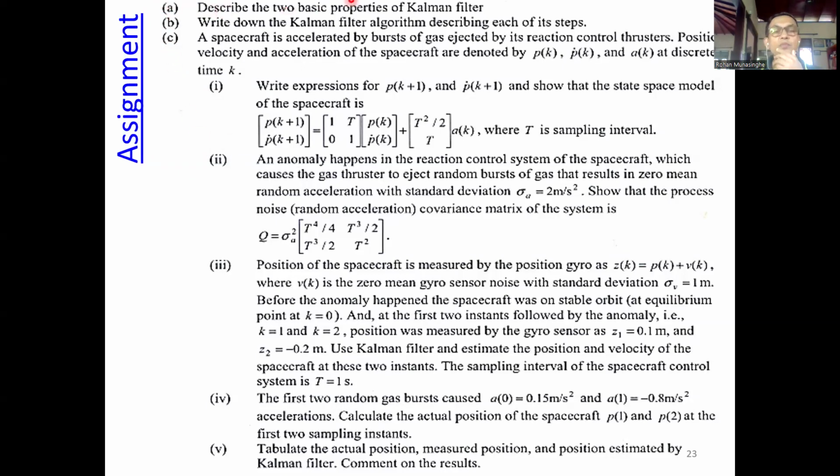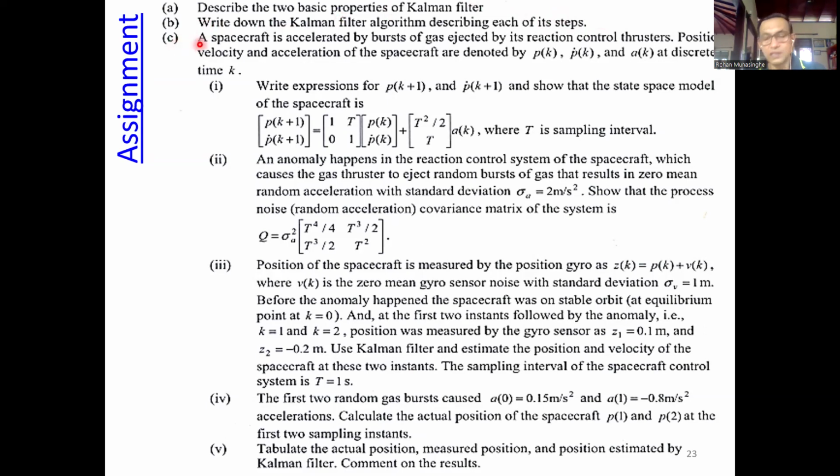Describe the two basic properties of the Kalman filter. You know that it is a zero mean estimate with minimum covariance. Okay, those are the two basic properties of the Kalman filter. Write down the Kalman filter algorithm describing each of the steps. Right, you can do that. Don't do it right now. You can practice it later. Basically it is rewriting the notes, because everything is clearly written already. You can write it down your own way, without copying.